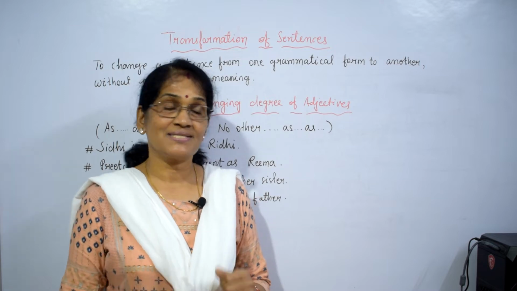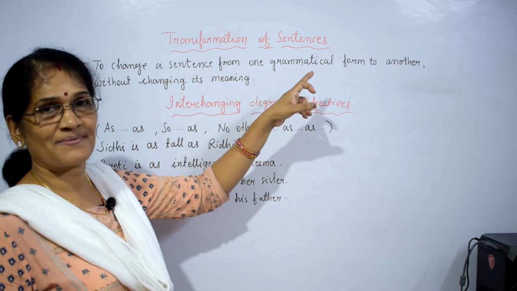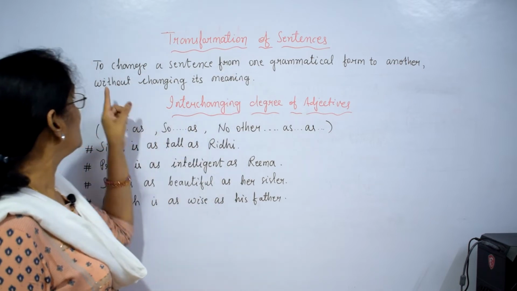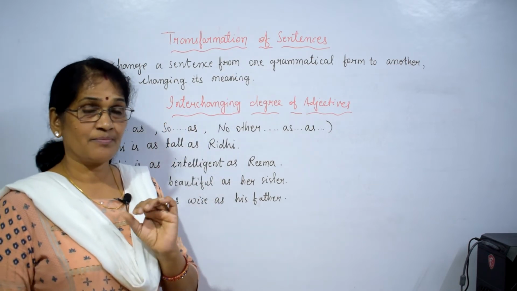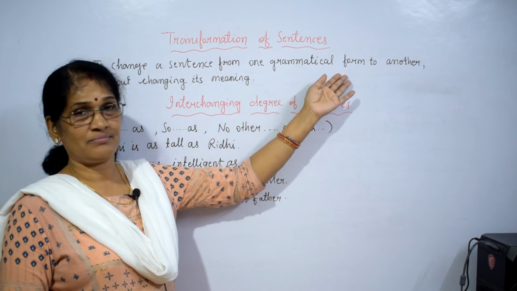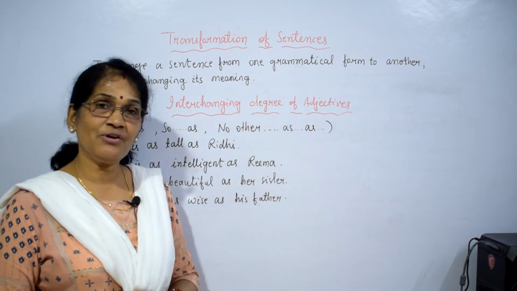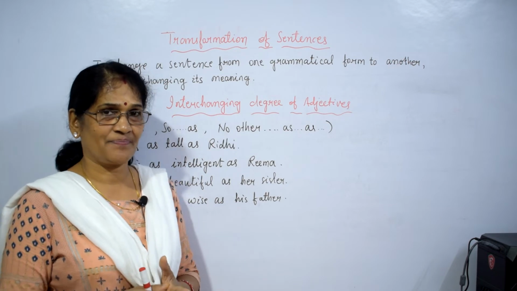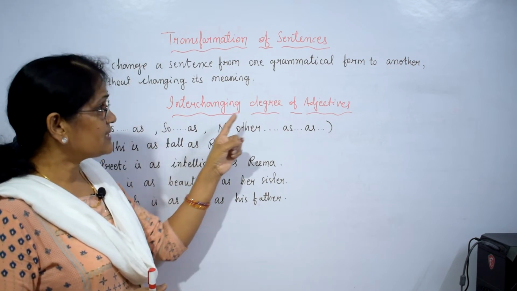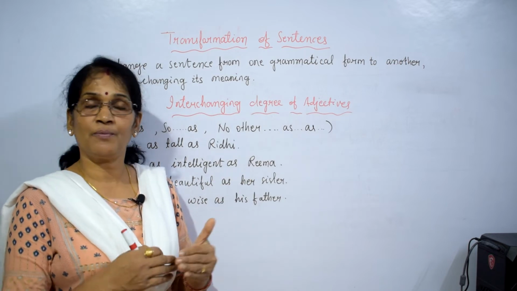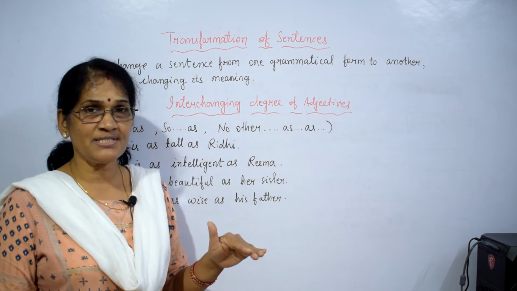Let's see what is transformation of sentences. Changing a sentence from one grammatical form to another without changing its meaning is called transformation of sentences. Interchanging degrees of adjectives, we have to change the sentence from one to another without changing its meaning.